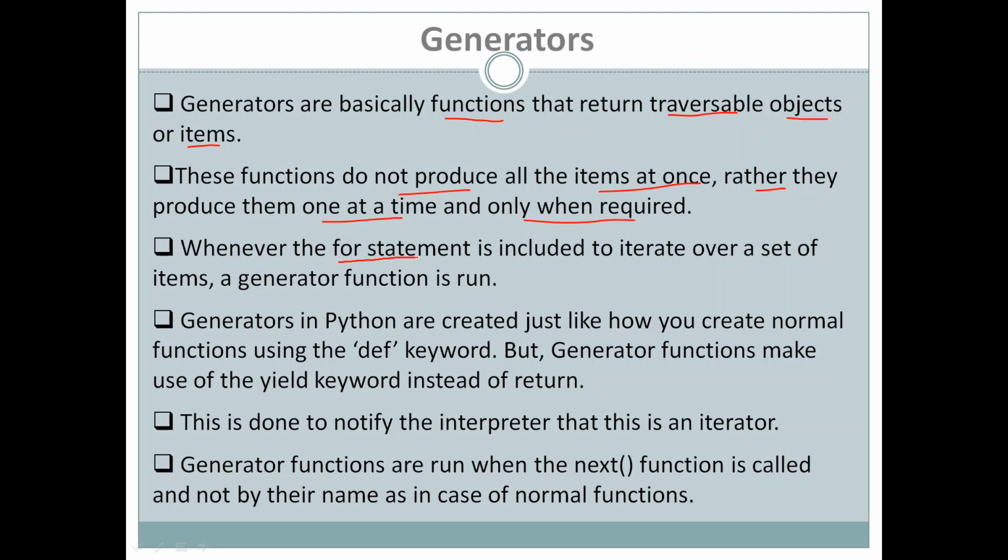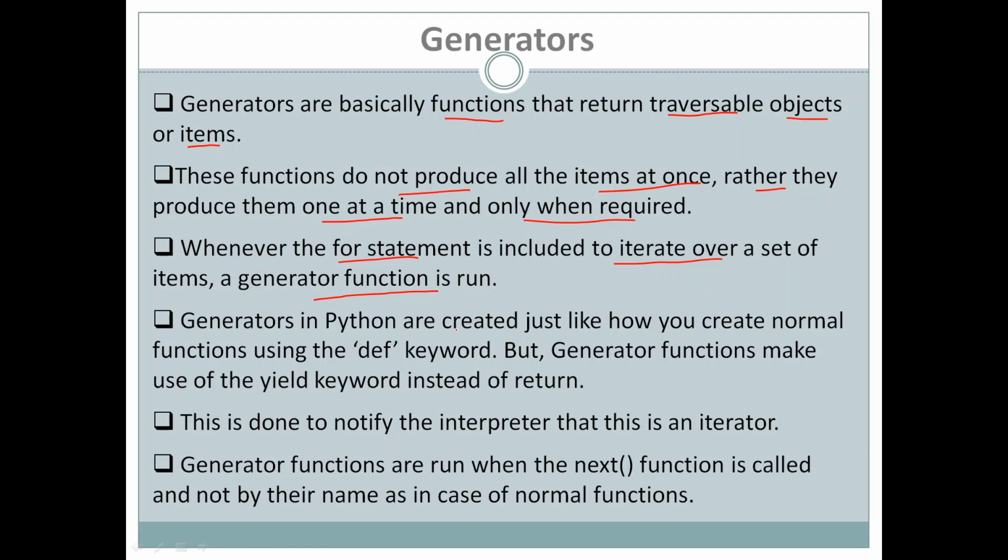Whenever the for statement is included to iterate over a set of items, a generator function is run. Now we have used for statements to iterate over a number of items. For example, we use a list of items and we declare those items in a for loop to iterate over each item in the list. In that case, automatically a generator function is called. We are not defining a generator function for that, but it is done internally. So a generator function is used in the for loop when we iterate over a set of items.